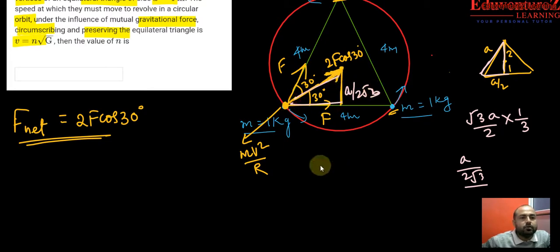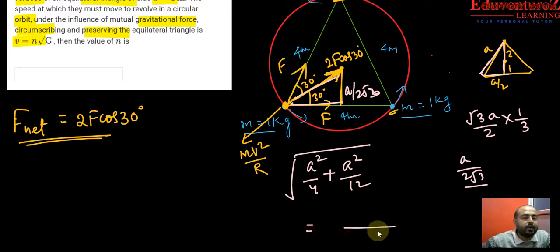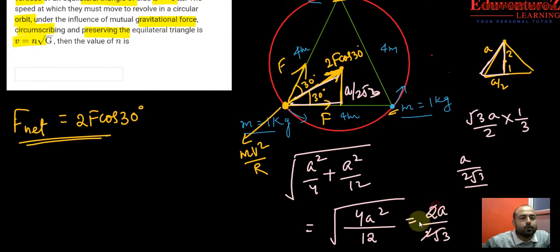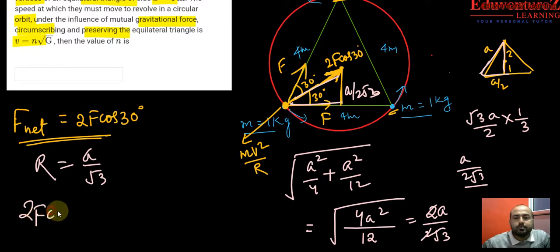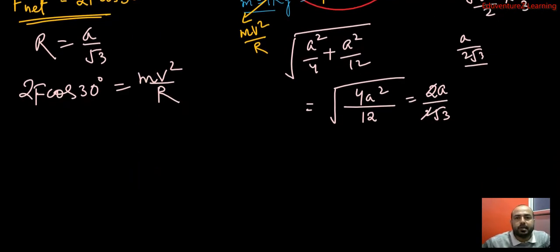Using Pythagoras theorem, r square is a square by 4 plus a square upon 4 into 3, which is 3 plus 1, 4a square upon 12. So it will be 2a upon 2 root 3, 2 and 2 cancel, so this will be a by root 3. So we have calculated the value of the radius: r is a upon root 3. This 2F cos 30 must be balanced by mv square by r, otherwise the circle will not be formed. So the centripetal force is balanced by the centrifugal force.